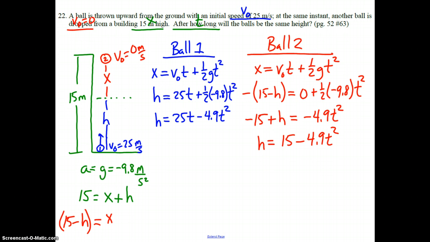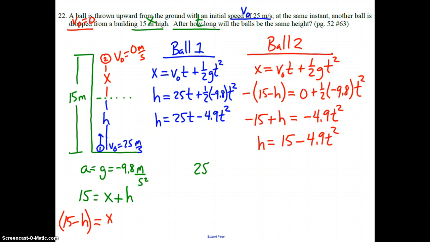The advantage of doing this, obviously, is now we have two equations with the same two unknowns. And so now we can go forward. Let's refocus here. What are we looking for? After how long will the balls be at the same height? So we're not looking for the height, we're looking for the time in which they meet at the same height. So our two equations are set up well because they're both solved for h, which means we can now set them equal to each other.